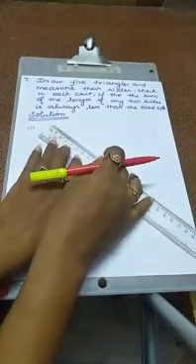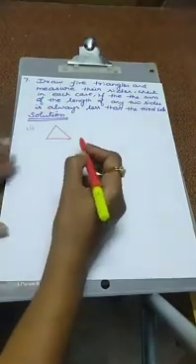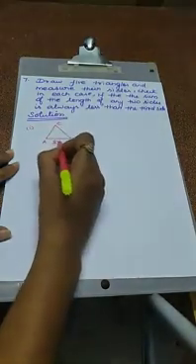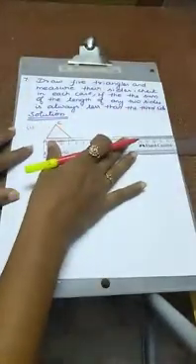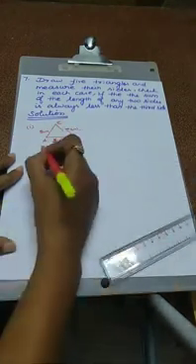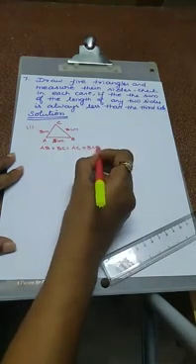So the first side value AB is 3, BC also 3 and the AC value also 3. Okay, this is the first triangle ABC. What is the value? 3 centimeter, 3 centimeter, 3 centimeter. Okay, now AB equal to BC equal to AC. All three side values are 3 centimeter only.